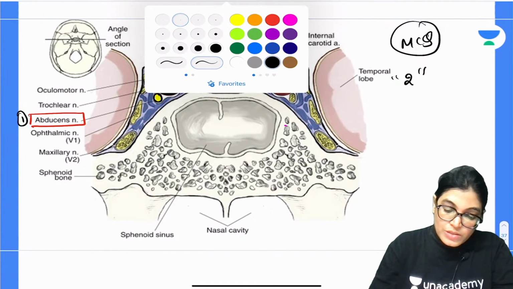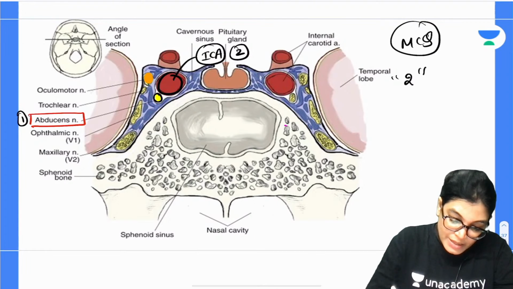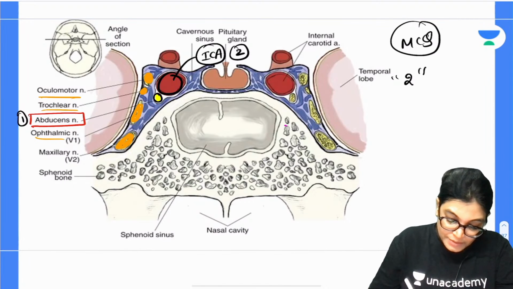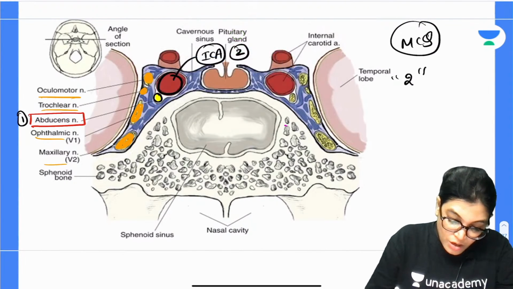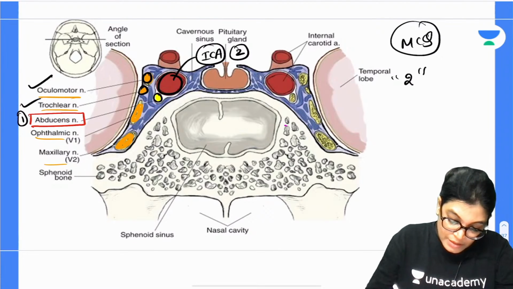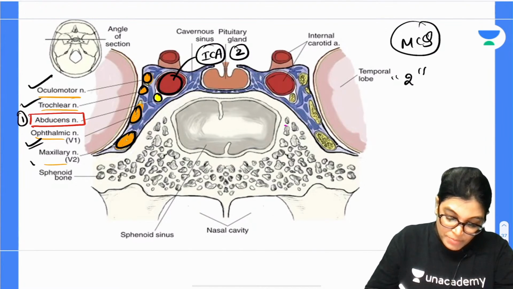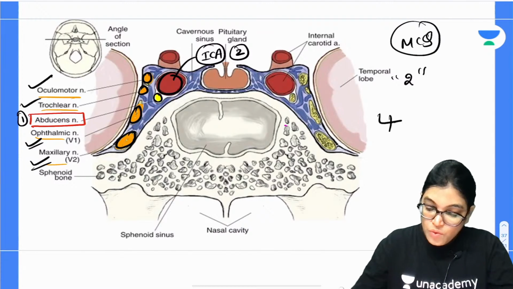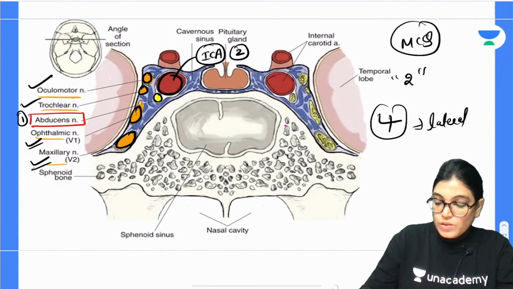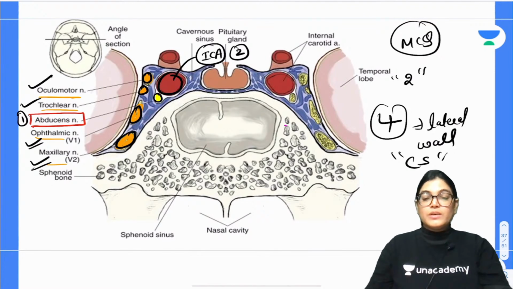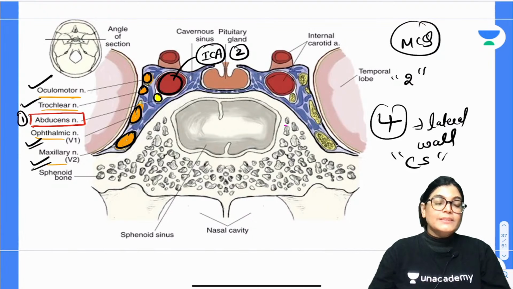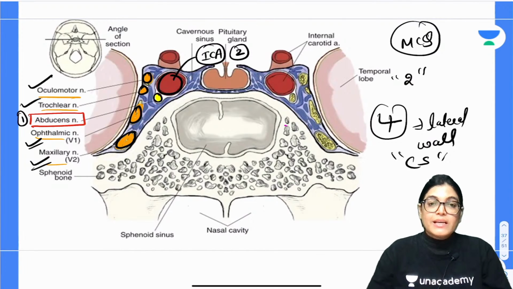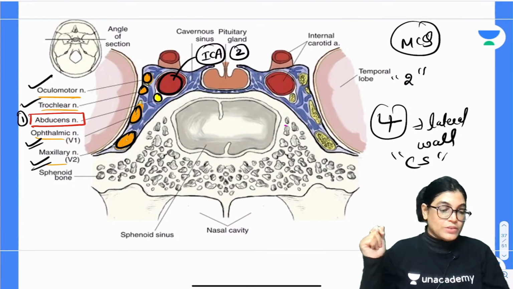When we are talking about the structures related in the lateral wall, the following nerves are related in the lateral wall of the cavernous sinus. What are these? The oculomotor nerve, the trochlear nerve, the ophthalmic division of the fifth cranial nerve, and the maxillary division of the fifth cranial nerve. So these four nerves are lying in the lateral wall. The sixth nerve and the internal carotid artery are traversing to and through the cavernous sinus.